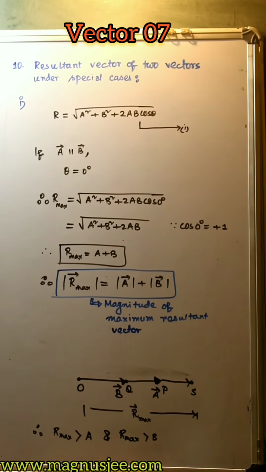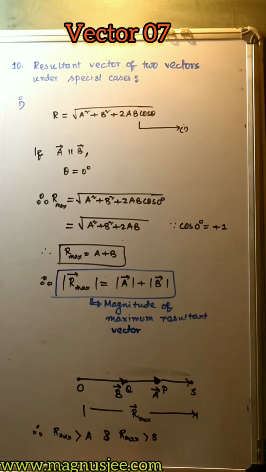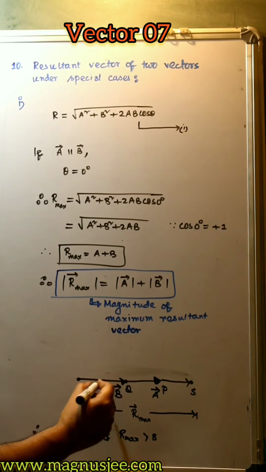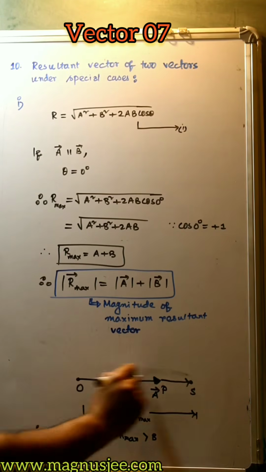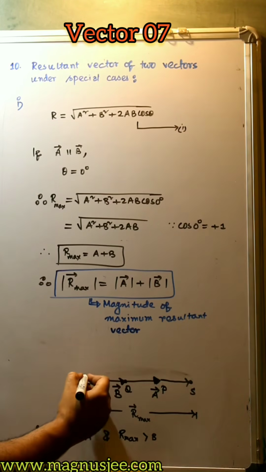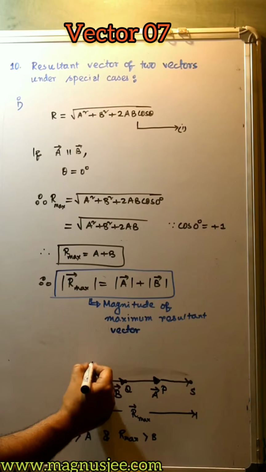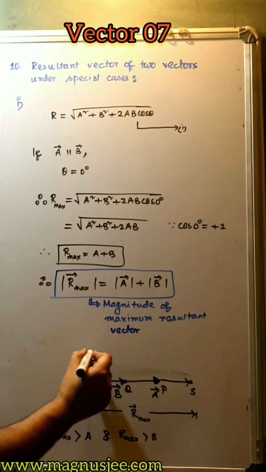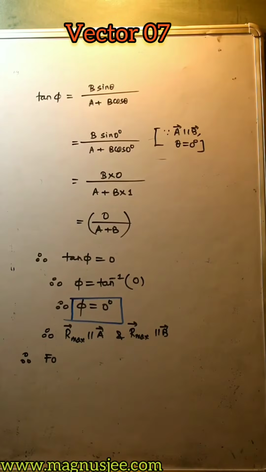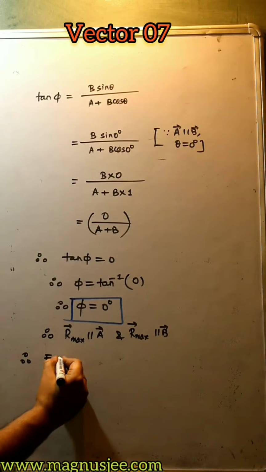So hence it is proved that when vector A is parallel to vector B, theta is equal to 0 degree, and the maximum resultant vector R max will be parallel to vector A, and R max vector will be parallel to vector B.